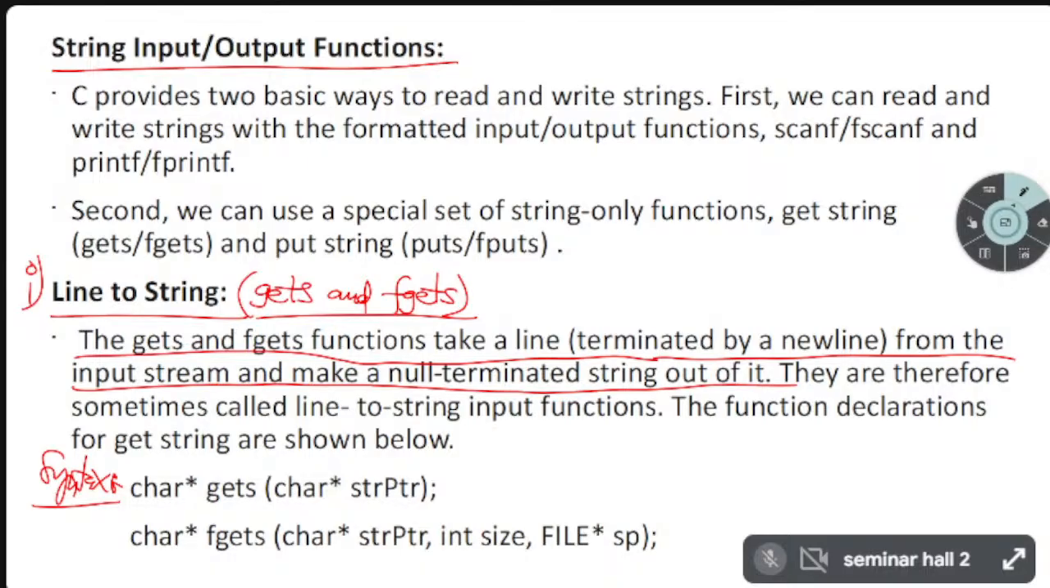String IO operations: how to perform input output operations with respect to strings. The first one, line to string. Line means from the keyboard: how to read the values from the keyboard and store them as a string. For that, standard functions are there: gets, fgets. Whenever we see F, that means files. F for file, files.